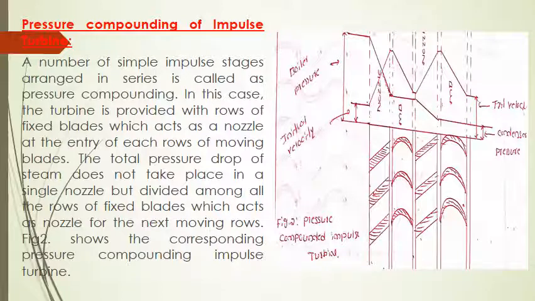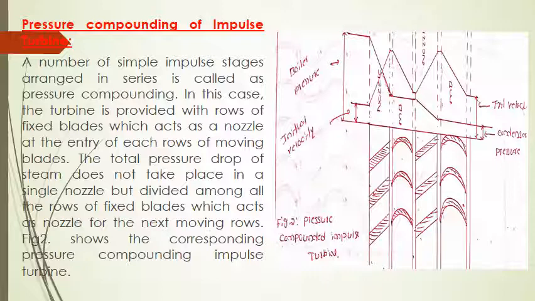Now we will discuss pressure compounding of impulse turbine. A number of simple impulse stages arranged in series can be called pressure compounding. In this case, the turbine is provided with rows of fixed blades.